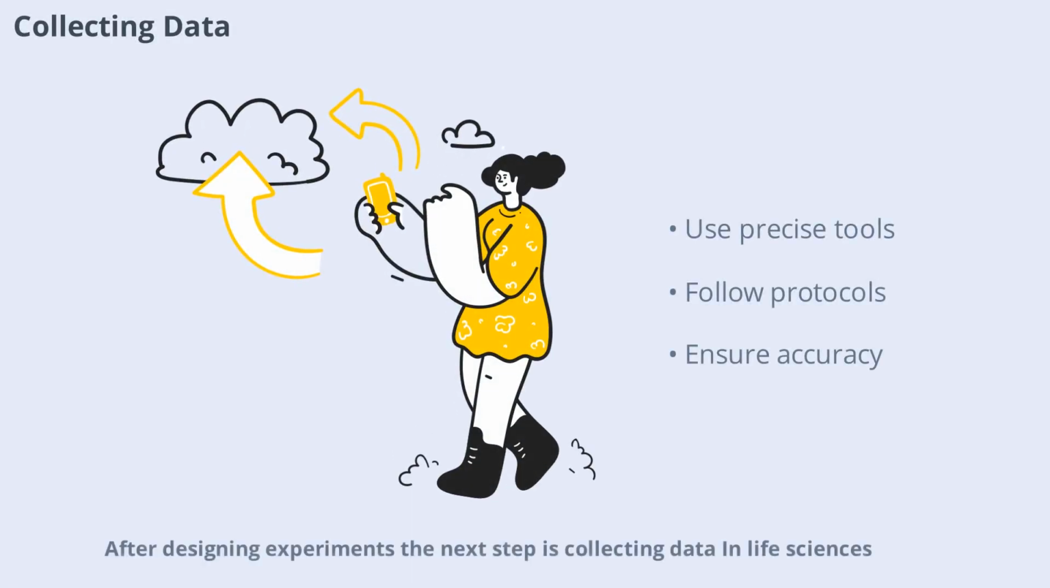After designing experiments, the next step is collecting data. In life sciences, data can come from laboratory tests, field observations, or surveys. Accurate data collection is essential for drawing valid conclusions. Scientists use various tools and technologies, from microscopes to DNA sequencers, to gather precise measurements.